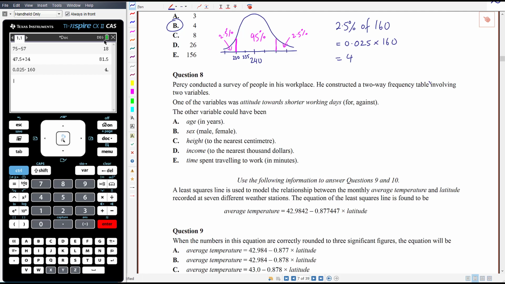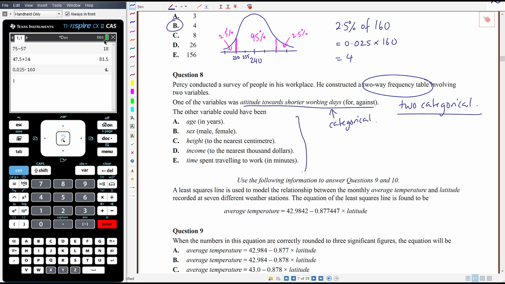Okay, so a two-way frequency table is when we have 2 categorical variables. So one of the variables, attitude towards shorter working days, for or against, is a categorical variable. So therefore, we need to look at which of these options is another categorical variable. So age in years, that's a numerical variable. Sex, male or female, that's a categorical variable.